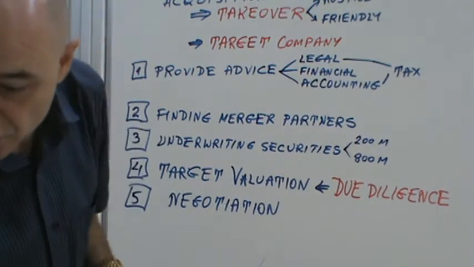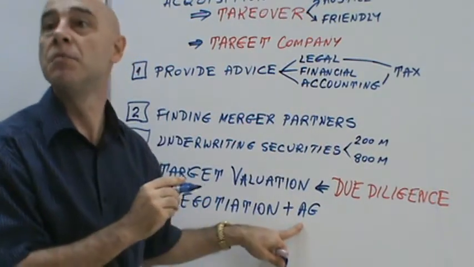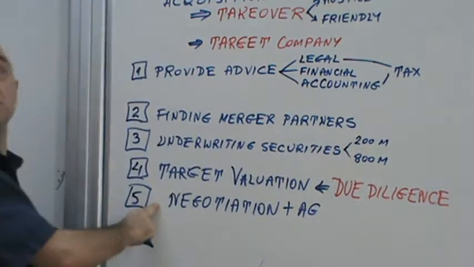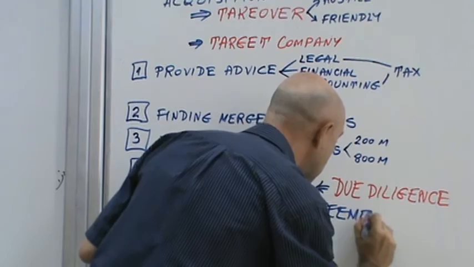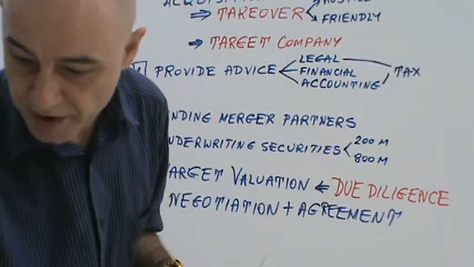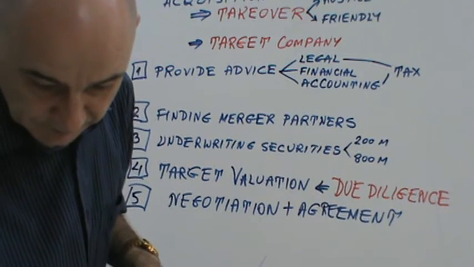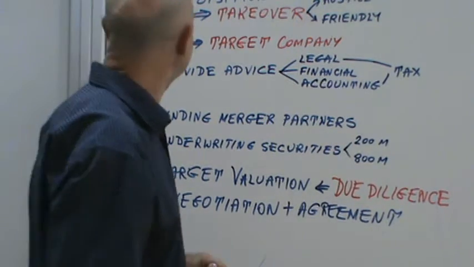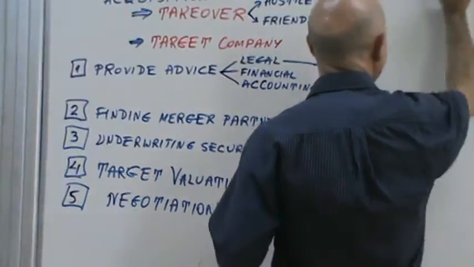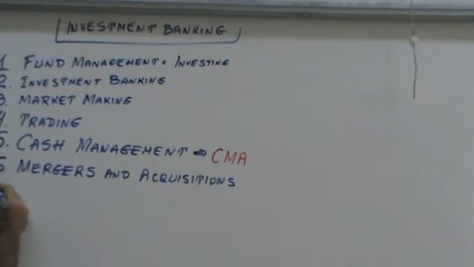So, negotiation and merger agreement. This agreement means merger agreement, okay? So this becomes merger negotiation and merger agreement. Let's see what else we've got. All right, well, that's number 6. Okay, I'll go here for number 7. What's number 7? Number 6 was mergers and acquisitions.